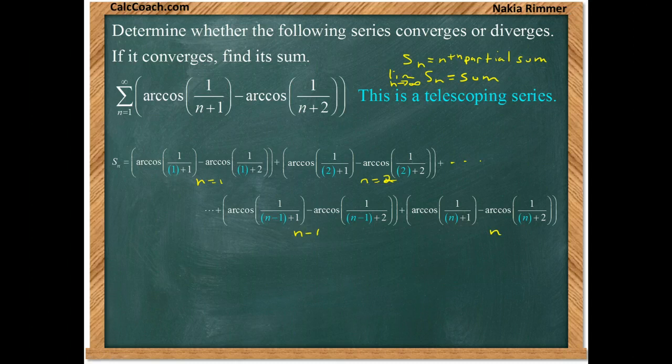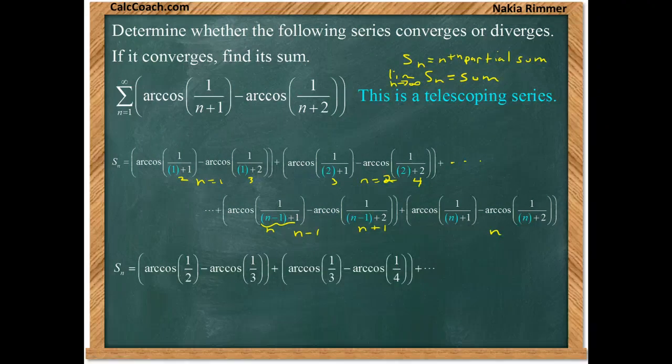What do you end up with? Arc cosine of a half, arc cosine of a third. Arc cosine of a third minus arc cosine of a fourth. This guy right here would be arc cosine of n plus 1, and this guy right here would be arc cosine of n. And there we have it: arc cosine of a half minus arc cosine of a third, arc cosine of a third minus arc cosine of a fourth, and then we have those other guys at the end.